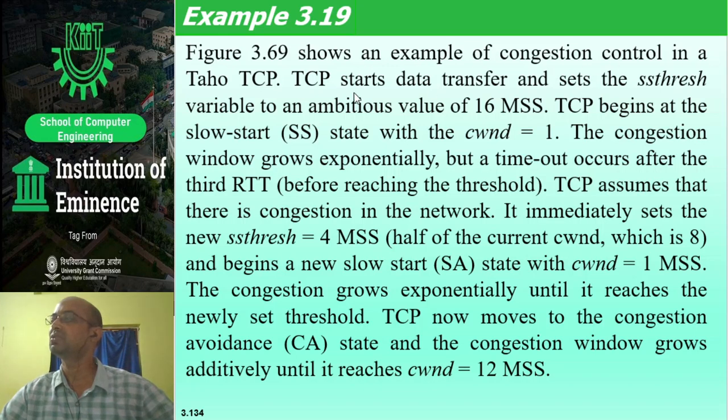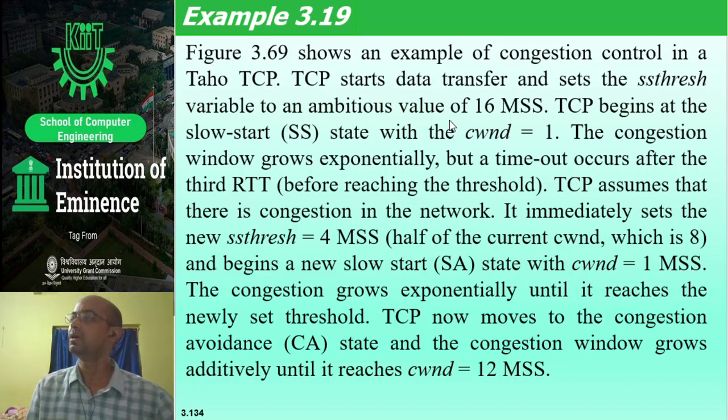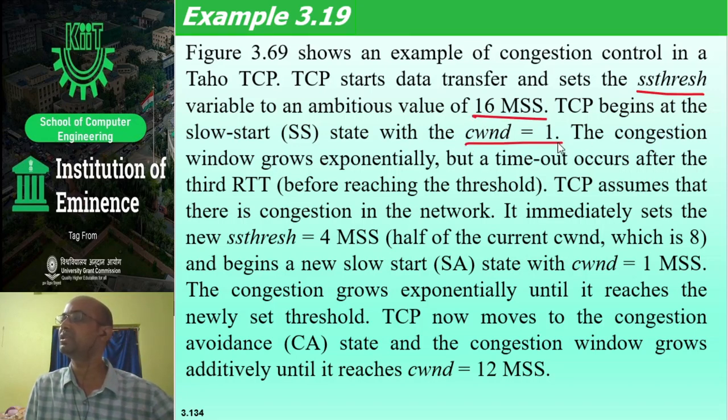An example of congestion control is TCP Tahoe. The slow start threshold value is 16 MSS. TCP CWND is 1. The congestion window grows exponentially. A timeout occurs after the third RTT. After the third RTT, timeout occurs. TCP assumes that there is congestion in the network, so it immediately sets the new threshold to 4 MSS, half of the current value, which is 8.